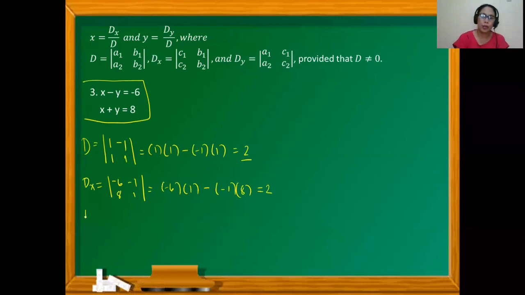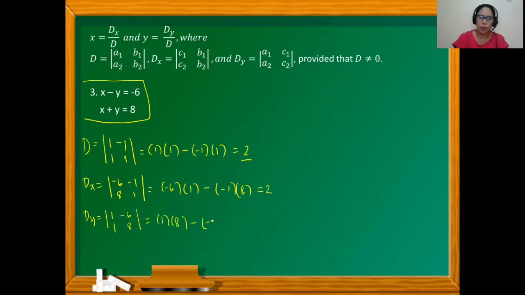Okay, so for d sub y, we have a sub 1, a sub 2. So we have 1, 1. And then c sub 1, c sub 2, we have negative 6, 8. So this is 1 times 8 minus the product of negative 6 and 1. So this is 8 minus negative 6. And this gives us 8 plus 6. So we have 14.